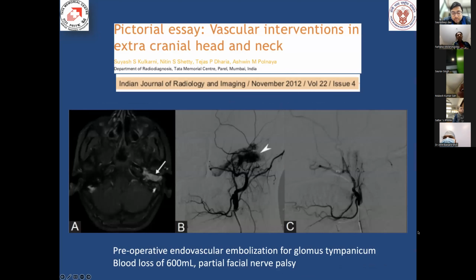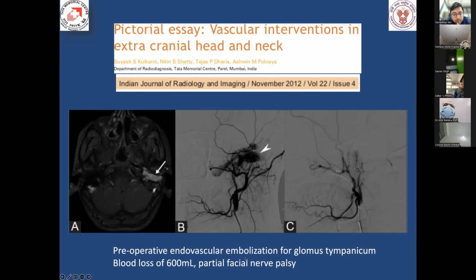Again, tumor devascularization can be done in two ways. One way is going endovascularly via the arteries and then embolization. These are the examples where we have gone via the arteries and embolized. Here is the hypervascular tumor, glomus tympanicum, which was selectively cannulated and embolized. This is post-embolization. There is a significant reduction in the blood.